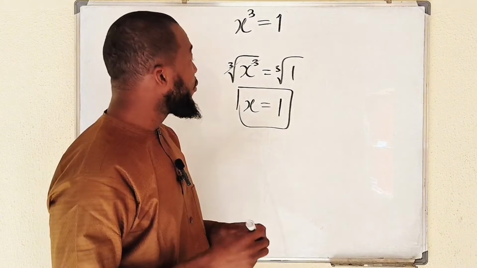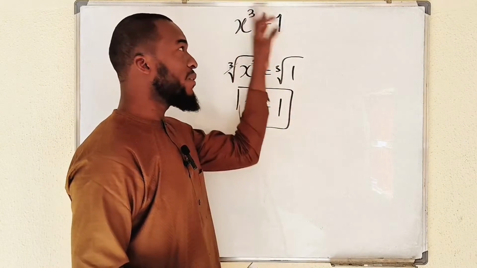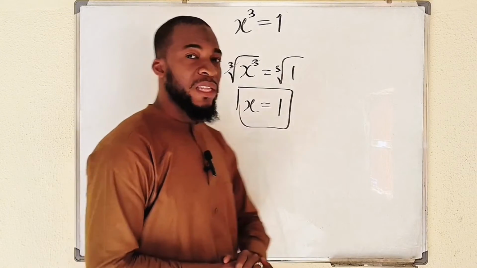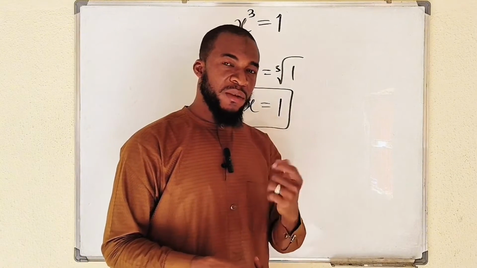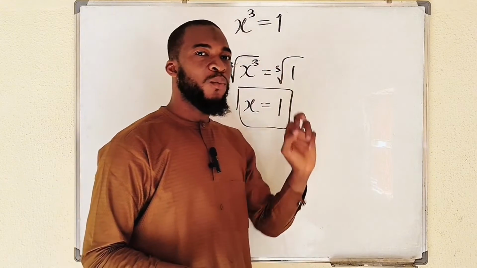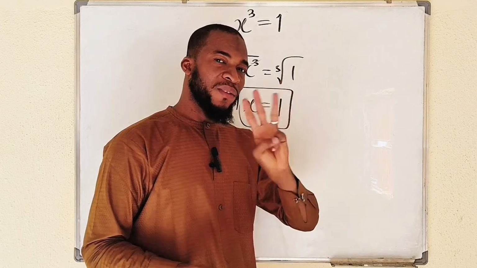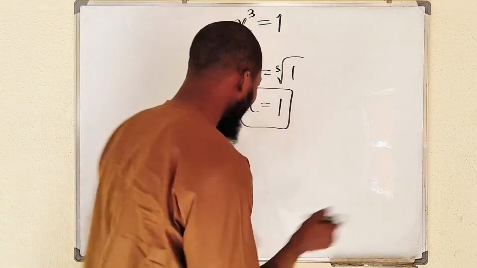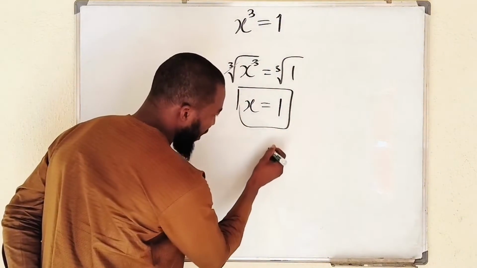Yes, 1 is a solution to this problem because 1 to the power of 3 is equal to 1 is satisfied. But whenever you are solving an equation, please consider the degree of that equation. The degree of this equation is 3. Therefore, we should expect 3 solutions. Though sometimes you may have less than 3 solutions. Example, let me show you that graphically.